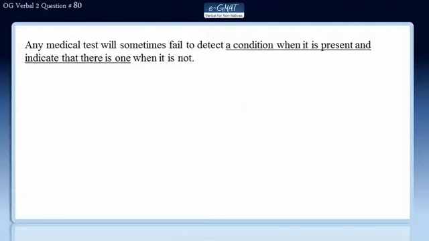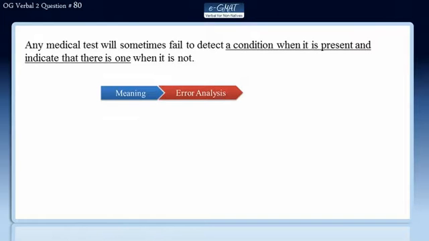We will solve question number 80 of OG Verbal Second Edition by using the e-GMAT 3-step process. In the first step, we will understand the meaning of the sentence. In the second, we will evaluate the errors in the sentence, and finally, we will review all the answer choices to get to the correct answer.